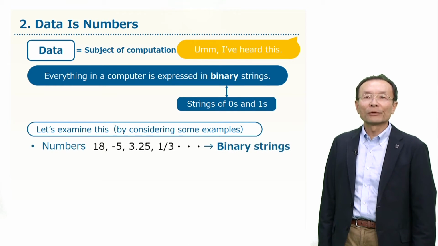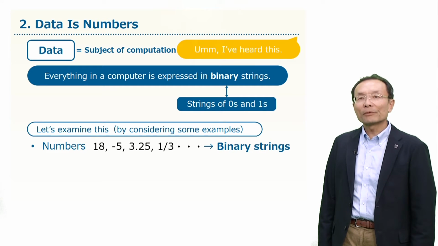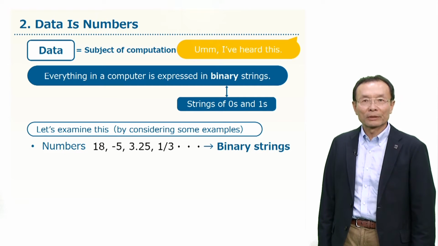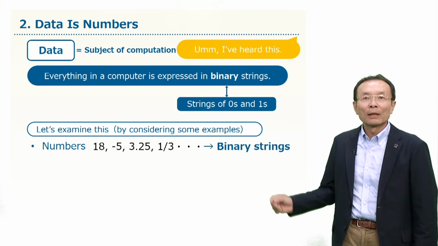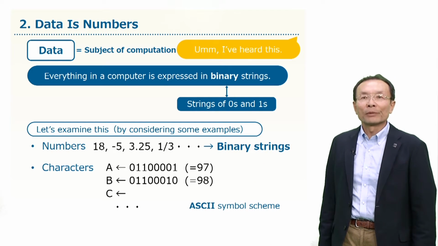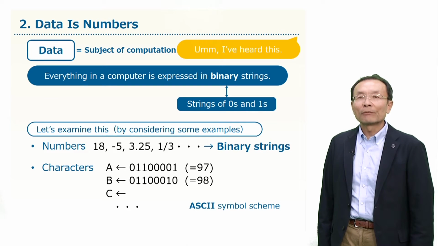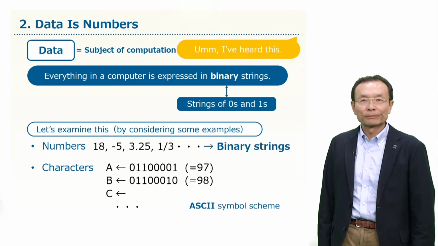The first example is numbers. Numbers have binary representations. Binary representations are nothing but binary strings, that is, strings of zeros and ones. Characters can also be expressed as binary strings, in fact, in various different ways.